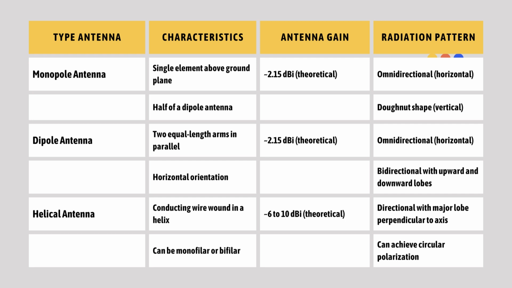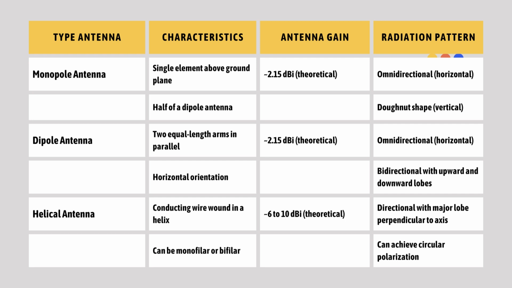Here is the monopole antenna. The characteristic of the monopole antenna is a single element above a ground plane and half of a dipole antenna. The antenna gain of the monopole antenna is 2.15 dBi, and the radiation pattern of the monopole antenna in horizontal is omnidirectional and in the vertical is donut shape.